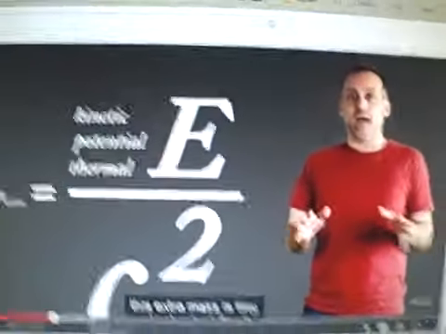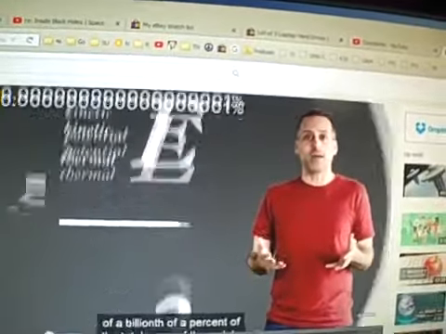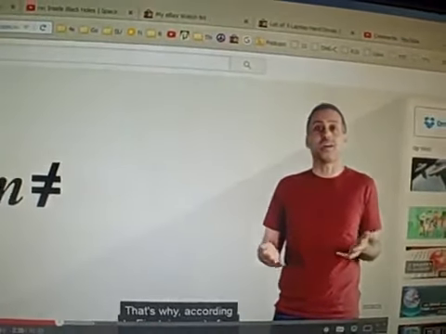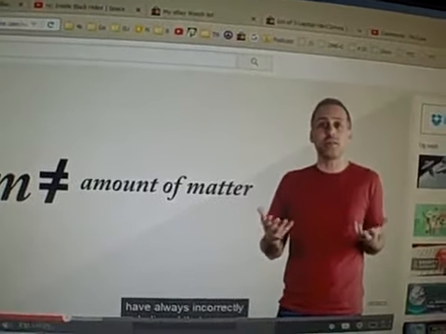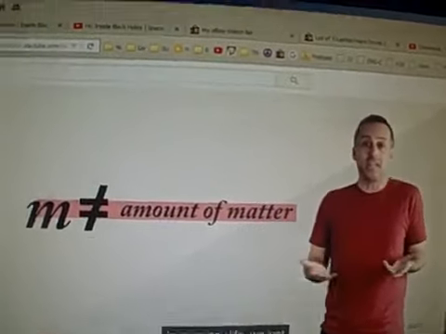Huge. This extra mass is tiny. Only about a billionth of a percent of the total mass of the watch. That's why, according to Einstein, most of us have always incorrectly believed that mass is an indicator of the amount of matter in an object. Well, it's not. That's not what people think. And that's not what Einstein's equation says.